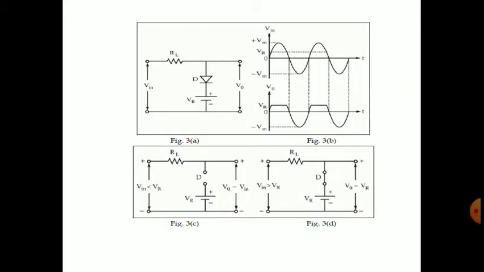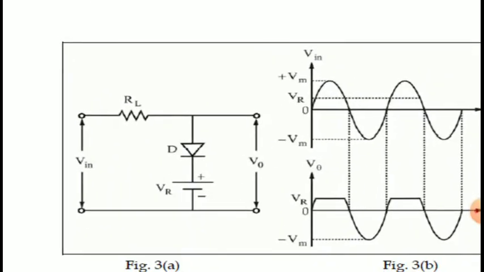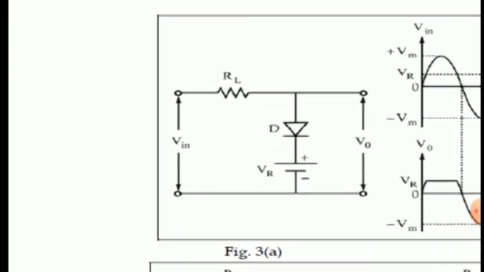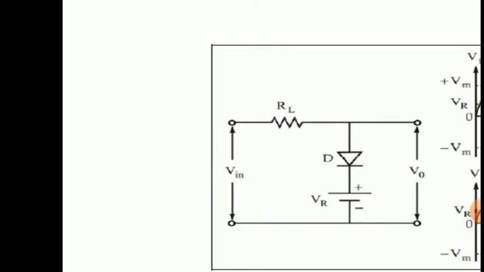See the circuit, figure 3A. Right. This is a biased shunt positive clipper. If you remove the VR and connect it directly to close the circuit, it will be an unbiased shunt positive clipper. But here we have connected a DC voltage VR in series with the diode, right? And we are taking the output across this entire section, that is diode plus VR.